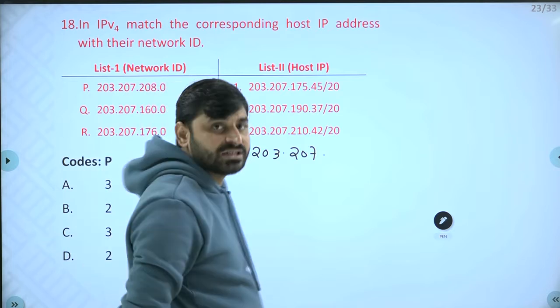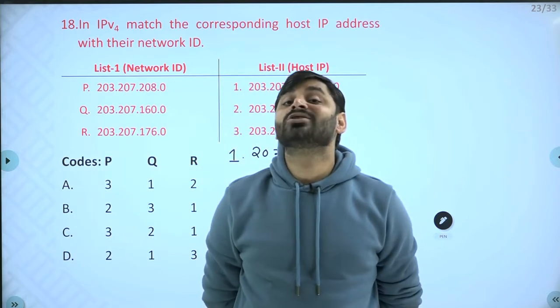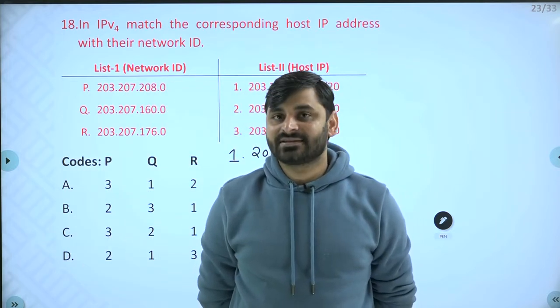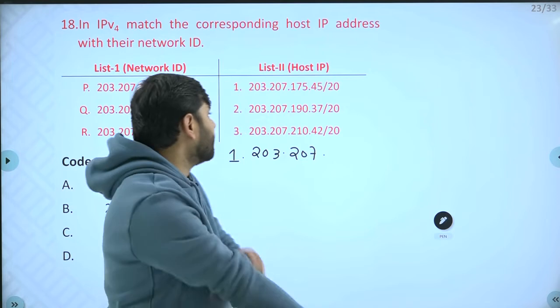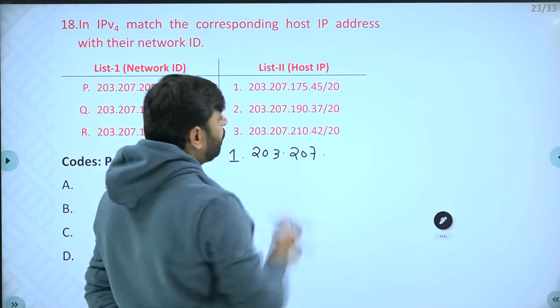203.207.175.45/20. The /20 means the network ID is how many bits? 20 bits. This is classless addressing. So the network ID is 20 bits here: 8 plus 8 is 16. We have to convert 175.